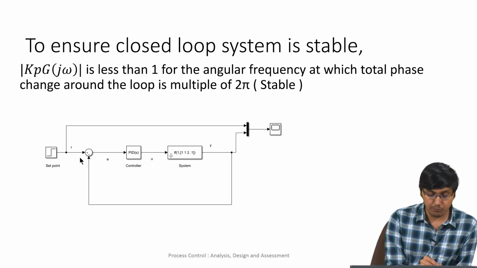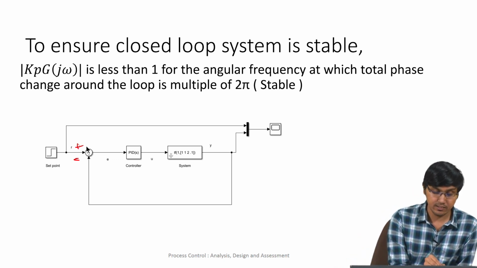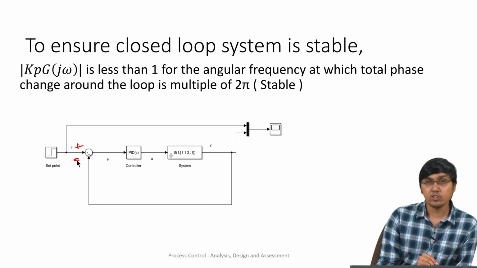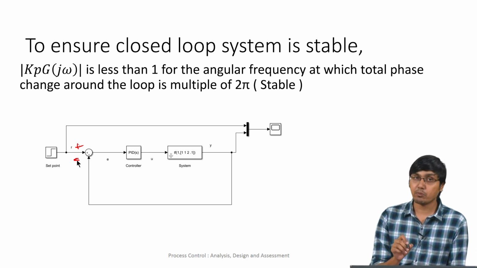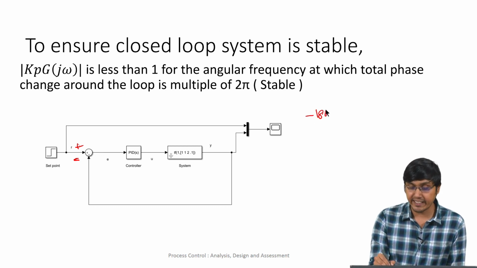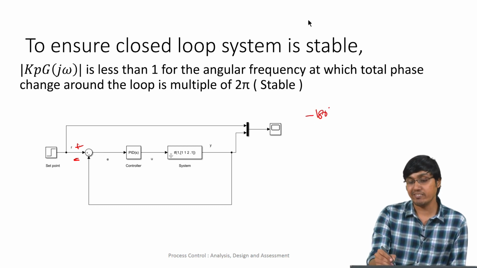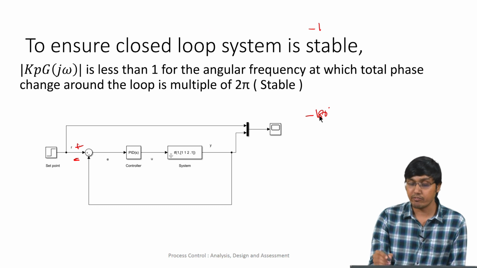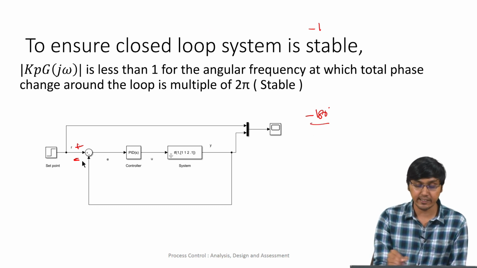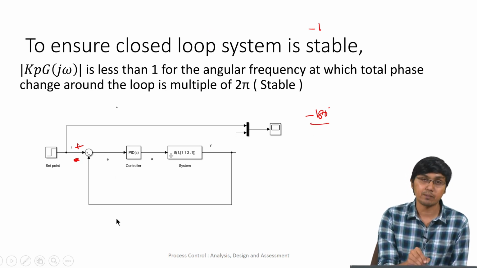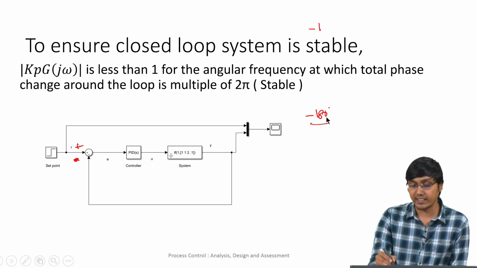In our system, here we have a minus sign. We saw in our frequency response analysis that every minus sign contributes a minus 180 degree phase shift. We took minus 1, saw the Bode plot, and saw that it is minus 180 degrees. So every minus sign contributes minus 180 degrees. This minus sign is there because it subtracts the output from the input, so one minus 180 degree phase shift is already there.